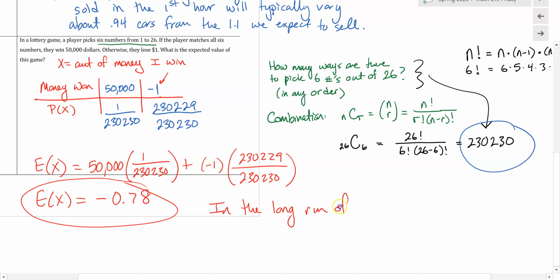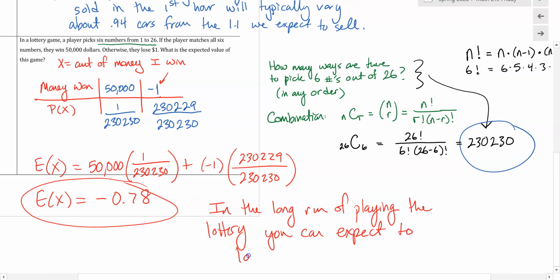of playing the lotto, or this lottery, you can expect to lose 78 cents each time you play.